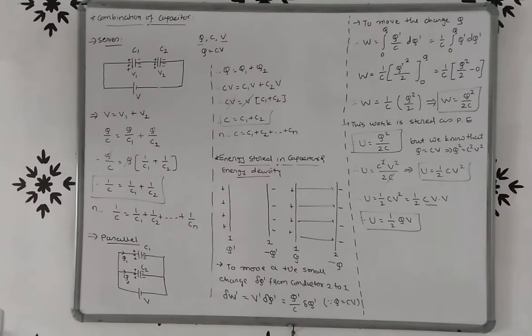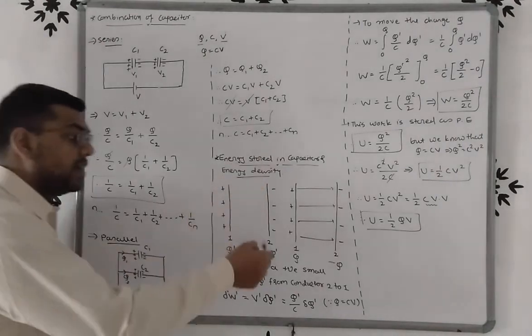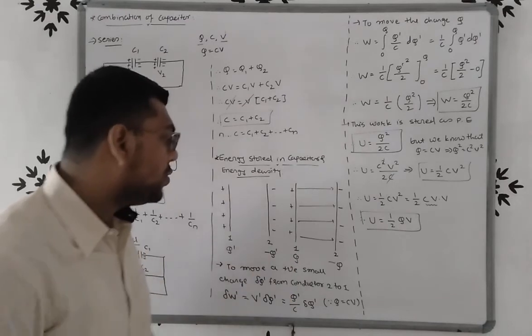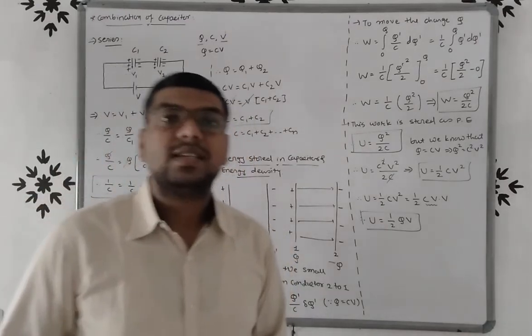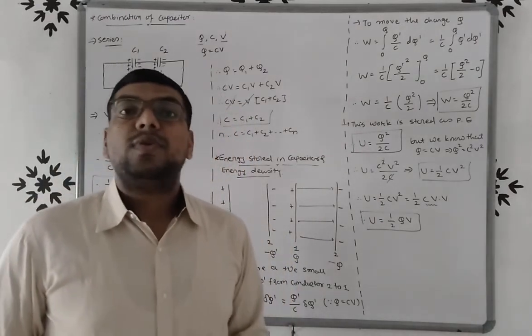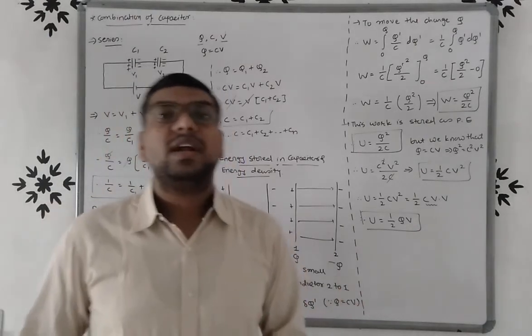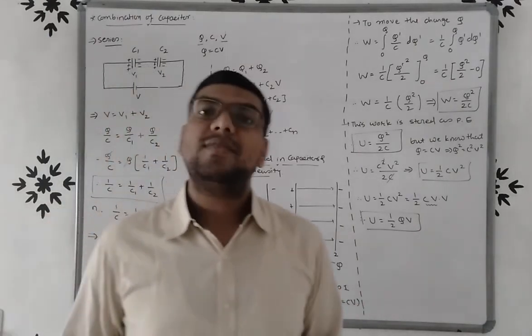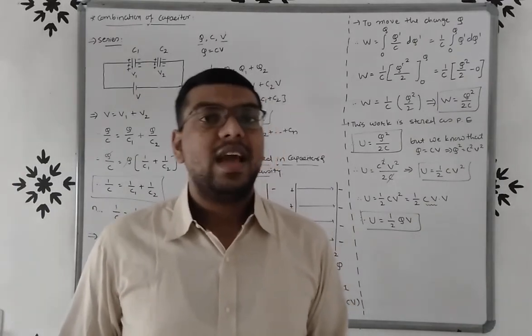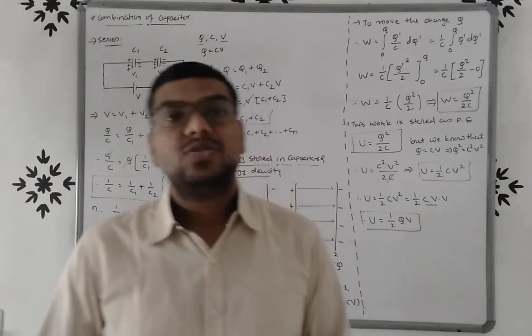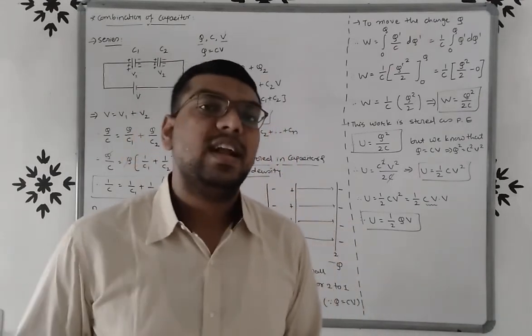Right. So to derive this formula, we will consider two conductors, conductor 1 and conductor 2. Conductor 1 has a charge q dash and conductor 2 has a charge minus q dash. Now if we want to move a charge from conductor 2 to conductor 1, then we have to apply work externally, and this work is stored as potential energy. So here we have to find the work.